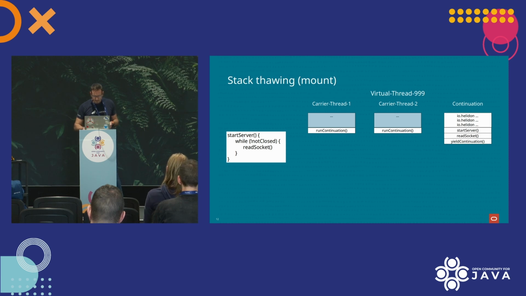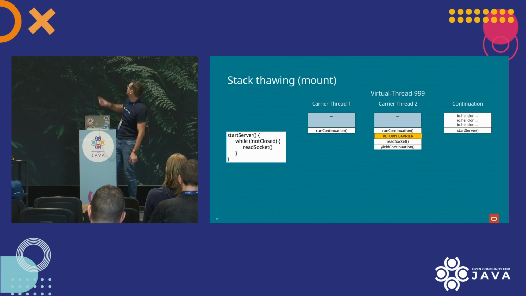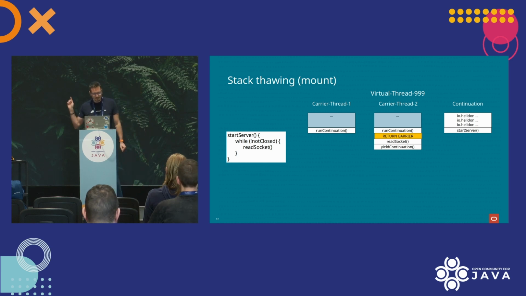When your continuation gets mounted again, it's not the whole stack that is being copied, because that would still be quite expensive. We want to be really fast, right? So instead of copying the whole stack back on the carrier thread, we will move just a small part of it with a special frame which is called a return barrier. It's a lazy frame which will load the rest of the stack when it's needed.